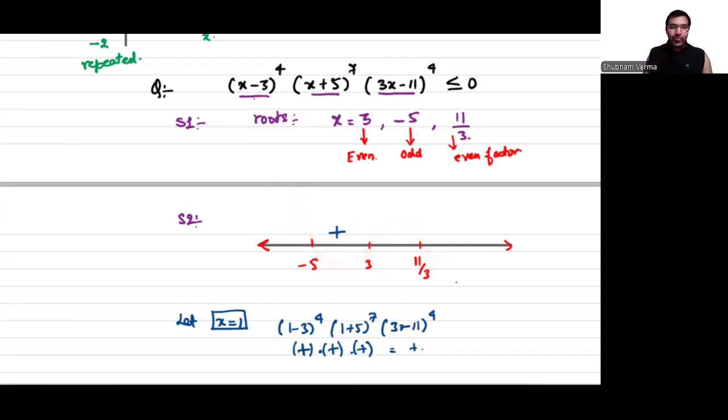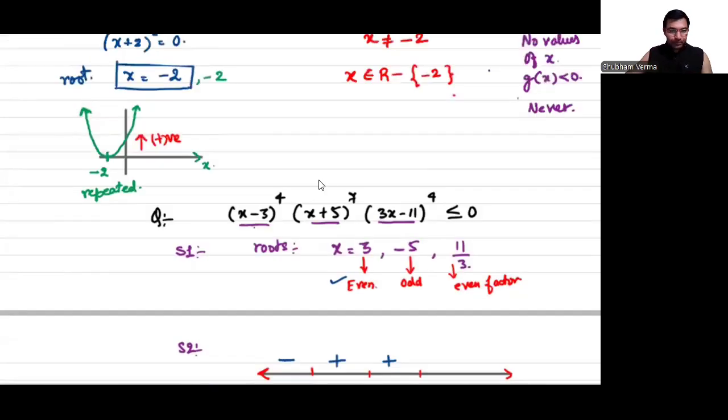We'll see. Now, minus 5 is what kind of root? Minus 5 comes from an odd factor, right? So the sign across that will change. What did I tell you? The sign across that will change. So on the right hand side, if it is positive, here it will be negative. And 3 is what kind of root? It is an even root. Are you getting it? So on either side of 3, it will be the same. The function will have the same sign. That is what we have learned in the previous thing.